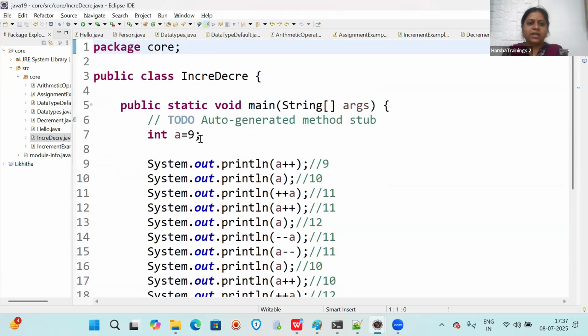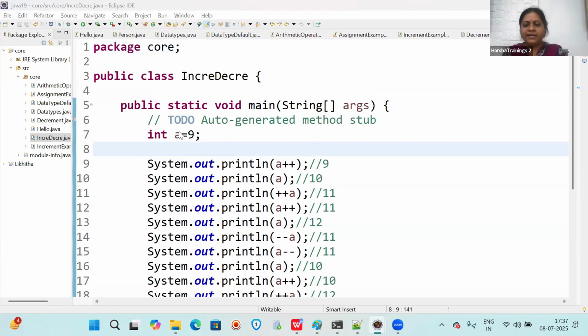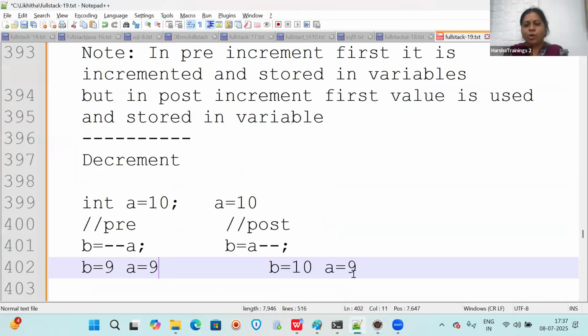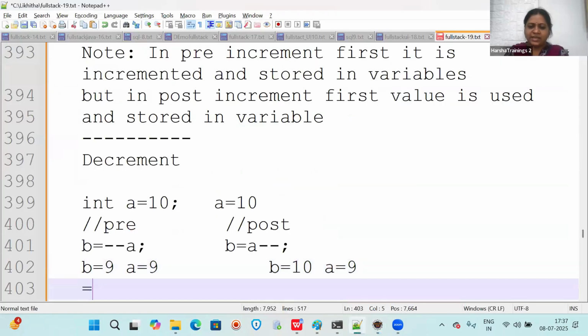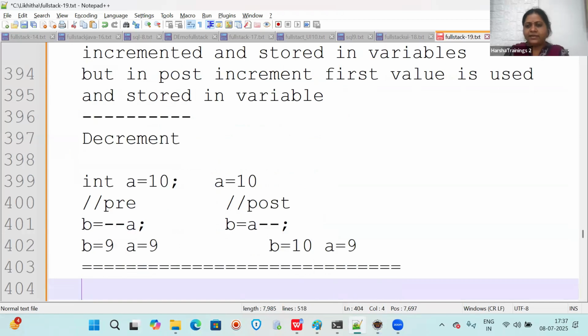Okay. So now this is about the increment and decrement operator. So we have seen about the arithmetic operator, assignment operator, and then the increment and decrement operator, like plus plus and minus minus.